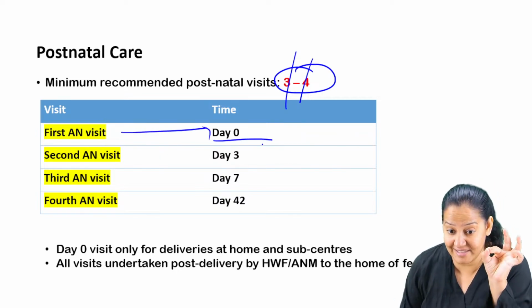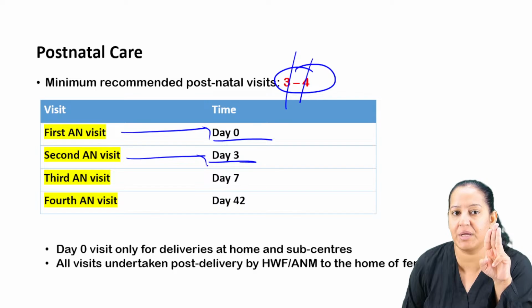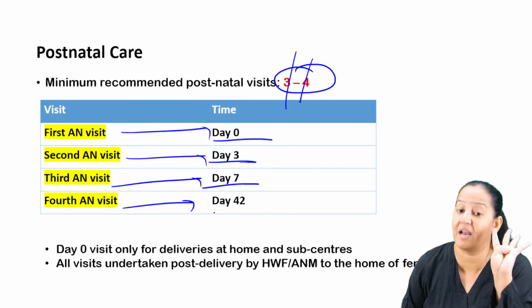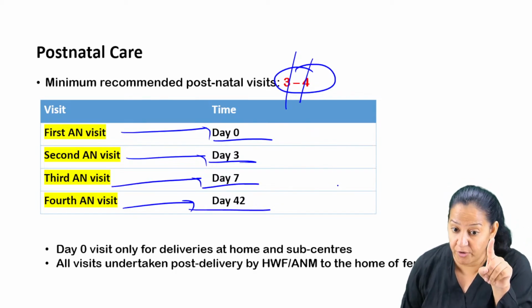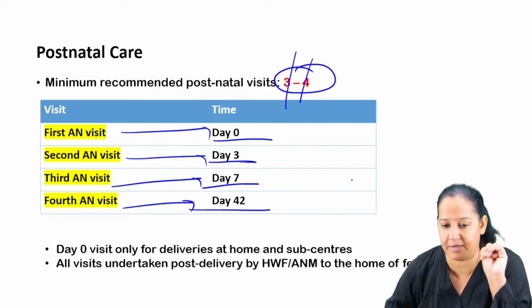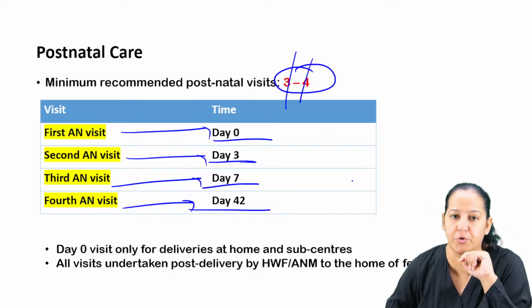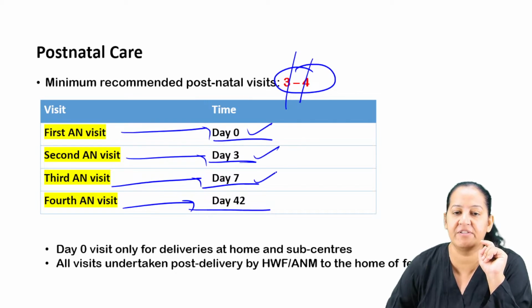Day 0, the lady delivers. Second visit on day 3, third visit on day 7, and the fourth and last visit on day 42. Up to day 42, we consider the postpartum period, from the day of delivery up to 42 days. So day 0, day 3, day 7, and day 42.